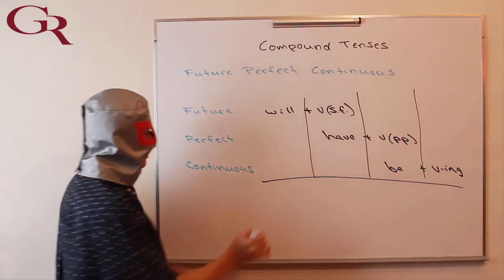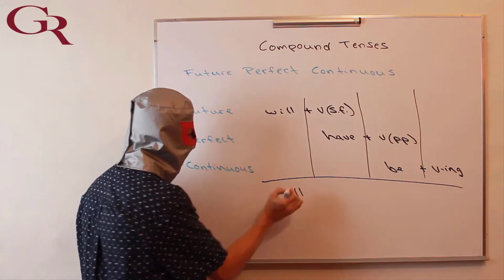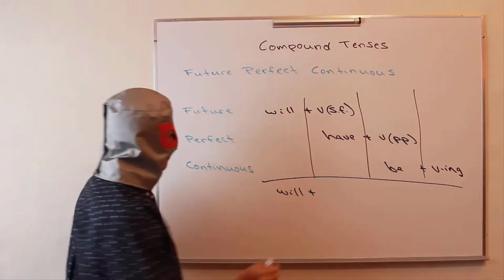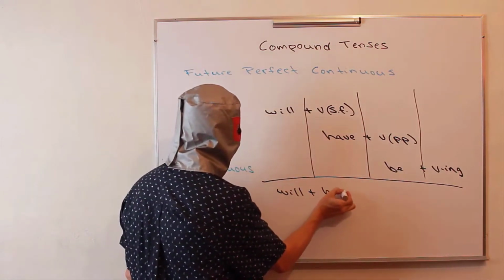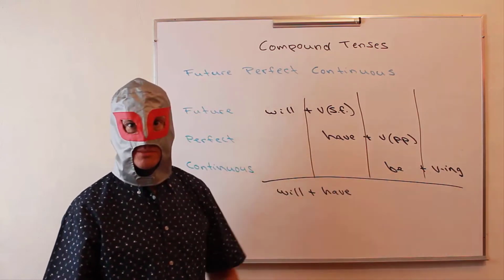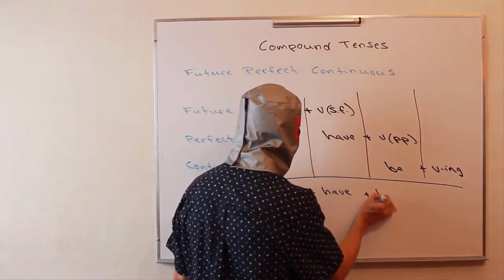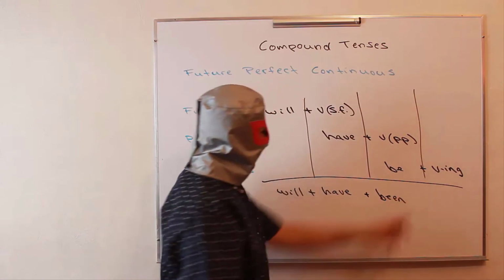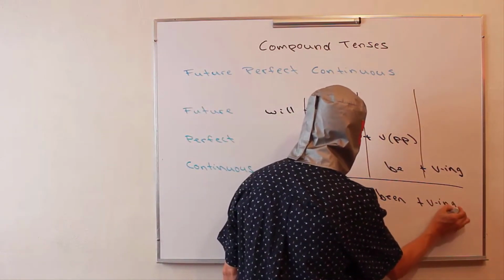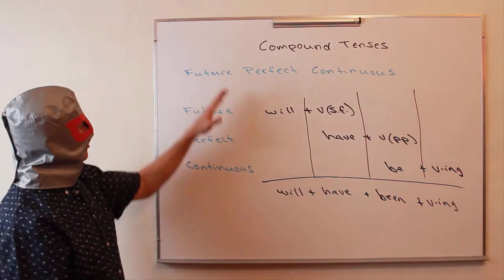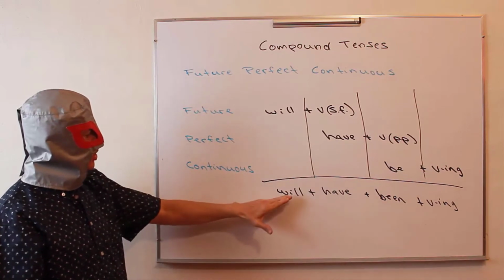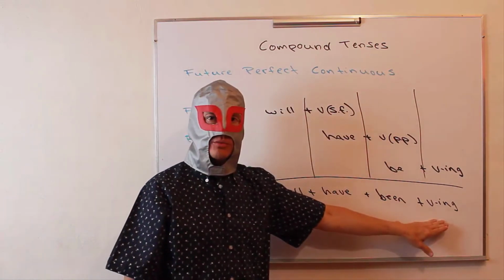So will is going to come down the same, plus I need have in simple form, which is have, and then I have my verb be. The past participle of the verb be is been, and my verb in ing. So for a future perfect continuous, basically the grammar structure is will, have, been, and my verb in ing.